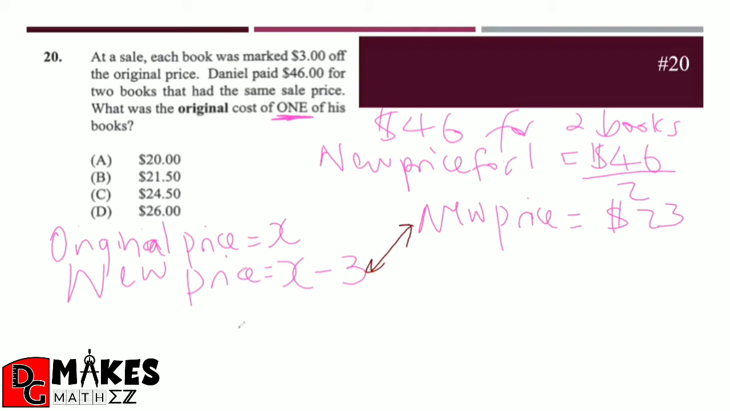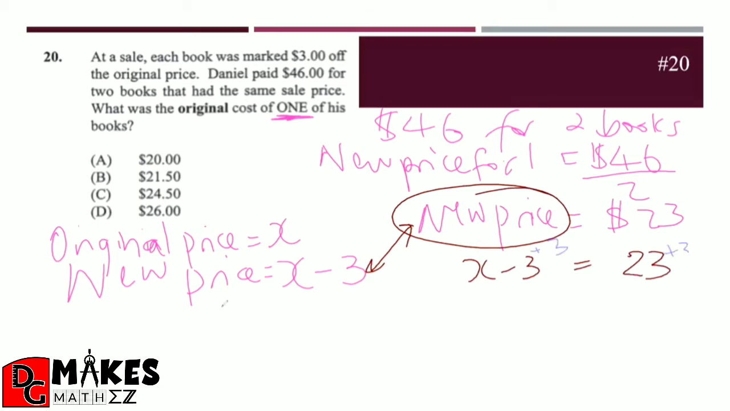And as we have written before, our new price was also equal to x minus 3, which is $3 less than the original price. So we can replace the words new price with x minus 3. So x minus 3 equals 23. And once we solve that, let's say by adding 3 to both sides, then we will have x equals 26. X is the original price of one book. We're done. So that means our answer would have been D.